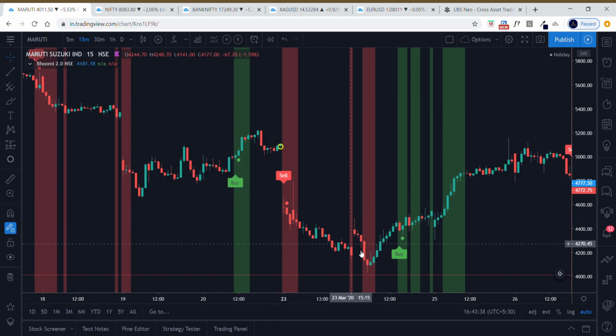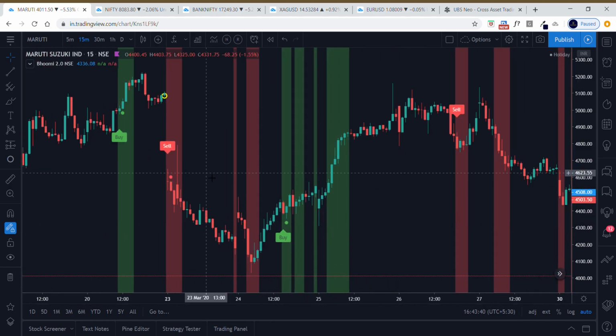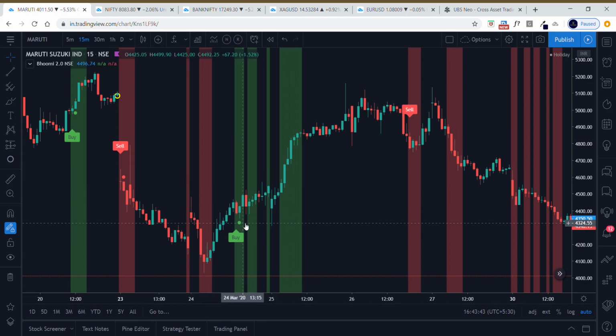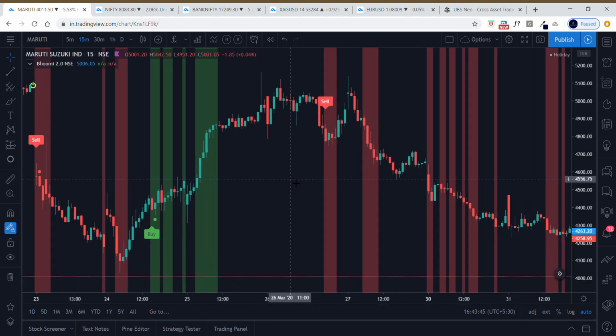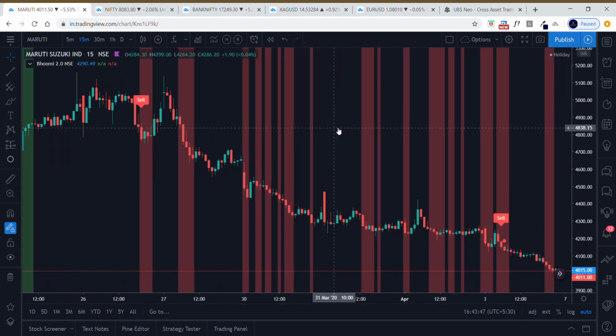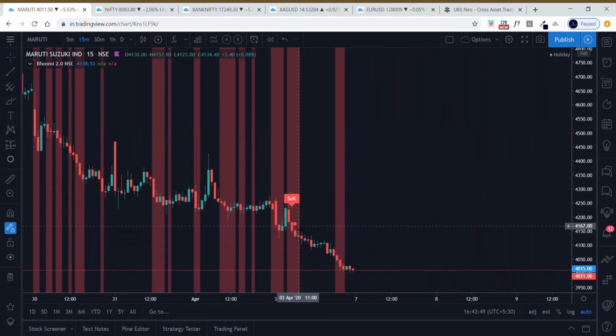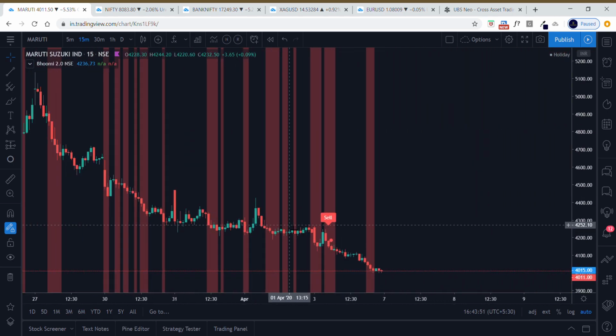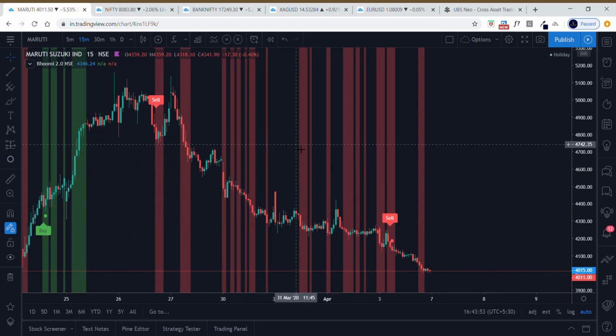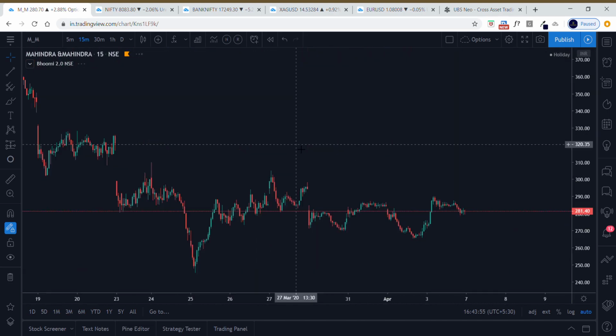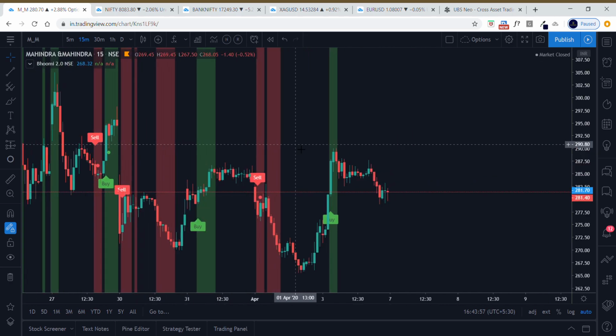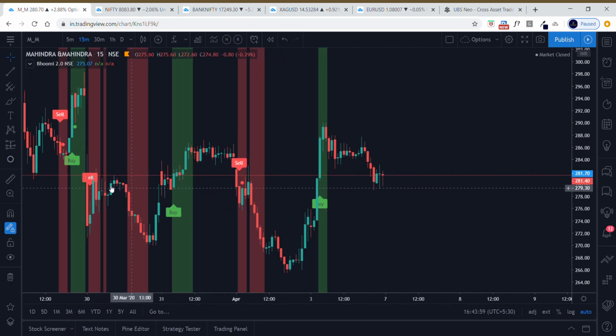So whenever such a setup happens, just don't trade it. Simple. When you find setups like this, you trade them. Find a setup like this, you trade them. Find a setup like this, it's a beautiful setup, and you trade them. So let me go to any other stock. Let me go to M&M. M&M is a bit choppy, but still it has generated decent signals on a 15-minute chart.